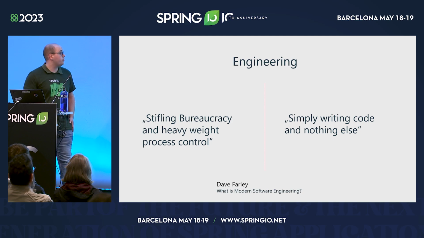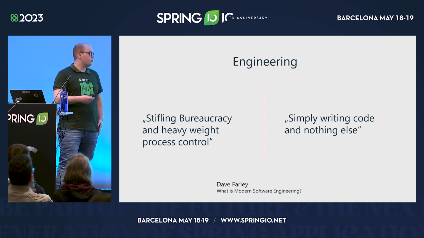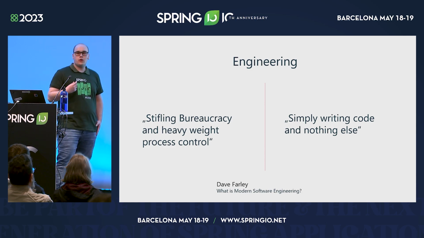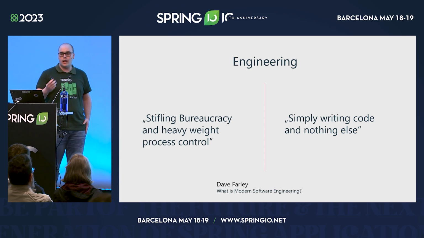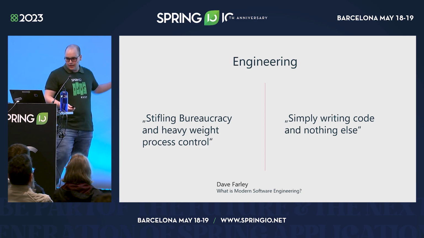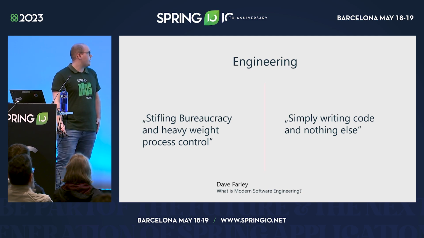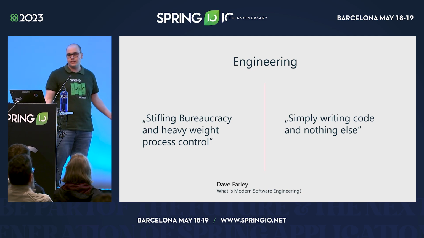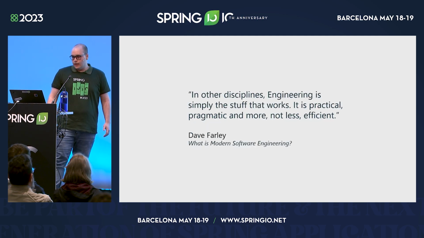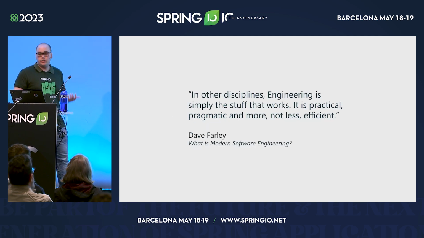He shares his point of view on engineering in his blog post, What is Modern Software Engineering? He's uneasy with the term in the context of software development, as it is either used incorrectly or emptied of meaning altogether. Some developers think it entails stifling bureaucracy and heavyweight process control, while others think it's simply writing code and nothing else. He tells us that both of these are profoundly wrong.